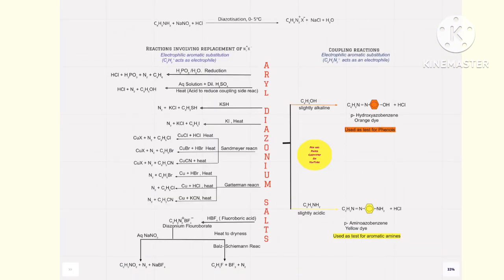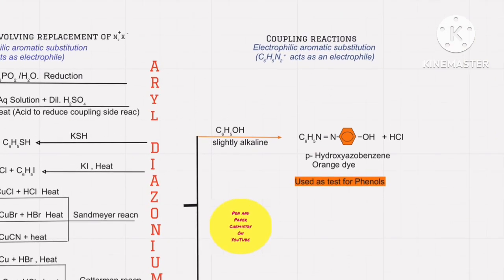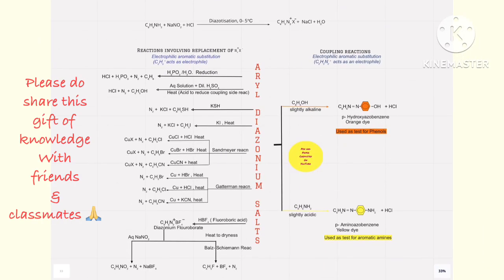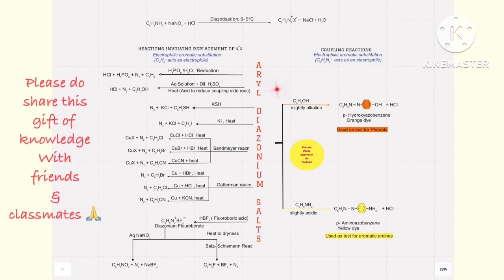Sharing this chart for the benefit of those who are interested in knowing what flowchart we were talking about. So on the left hand side you have reactions involving N2X negative, that is the diazo group, whereas on the right hand side you have the coupling reactions. This flowchart and many other flowcharts like this are already there on the channel. Please take advantage of those.